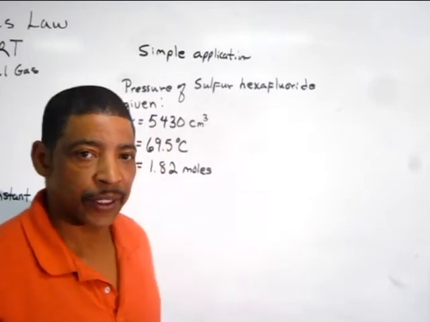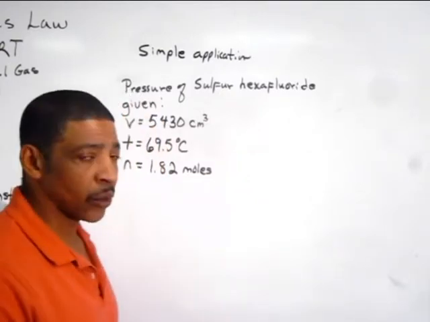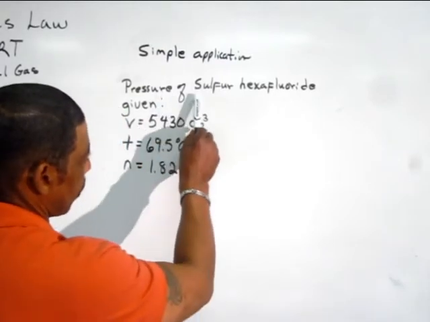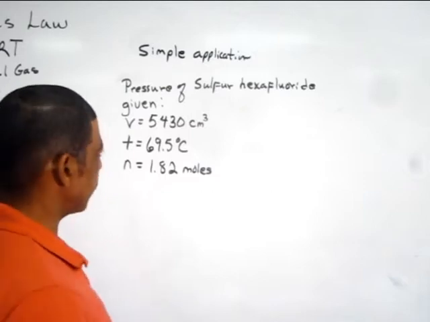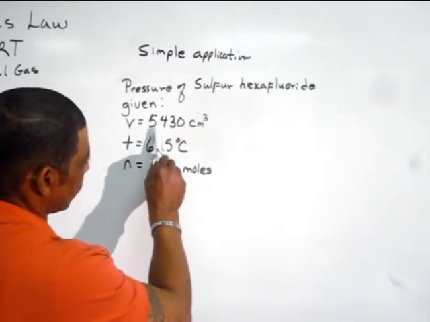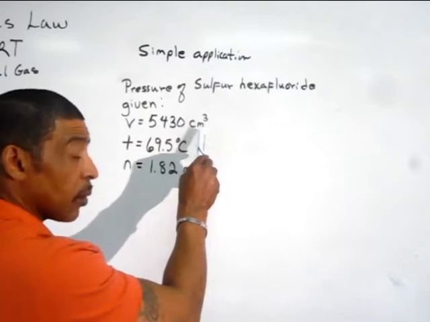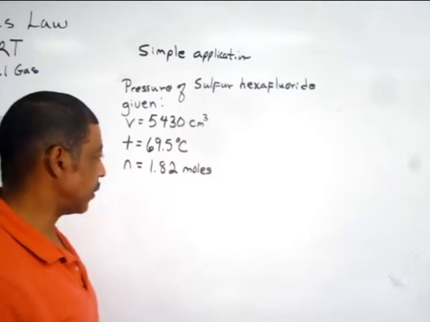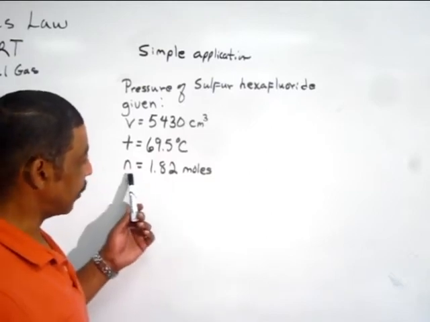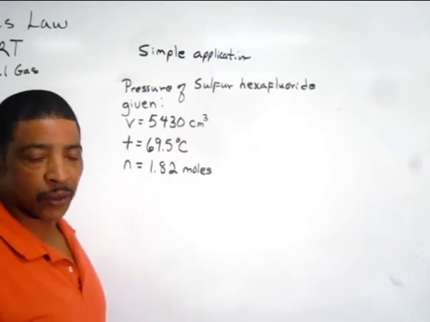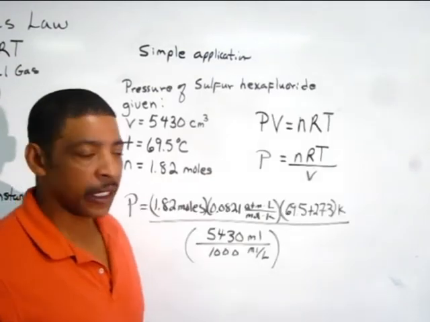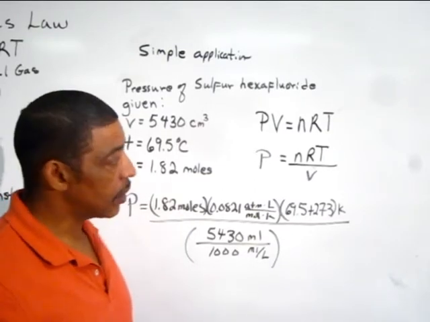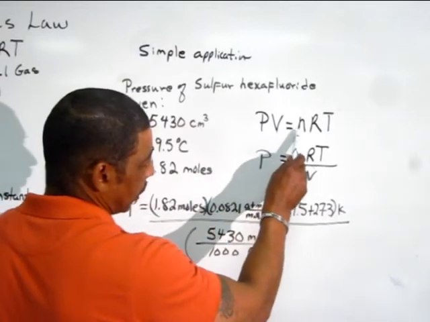The first step in answering this practice problem is to write down what is given. In this simple problem, we're seeking the pressure of sulfur hexafluoride, and we're given a volume of 5,430 milliliters, or cm cubed, a temperature of 69.5 degrees Celsius, and the moles of the gas will equal 1.82 moles. Now that the information from the practice problem has been gleaned, we should write the ideal gas equation, where PV is equal to nRT.